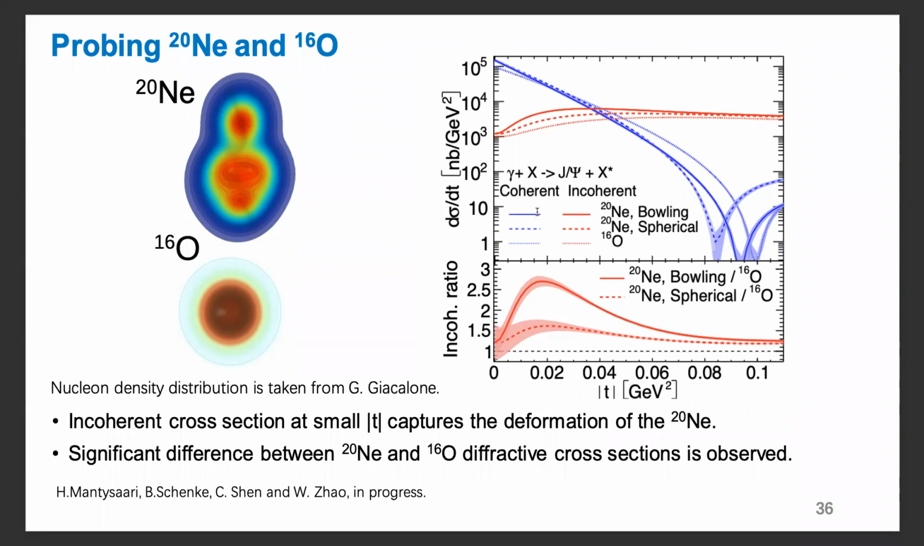And also the ratio is a 2.5 difference compared to oxygen 16. And in future, if the EIC can measure this, it will help us to understand the geometry of neon 20. This is very interesting.